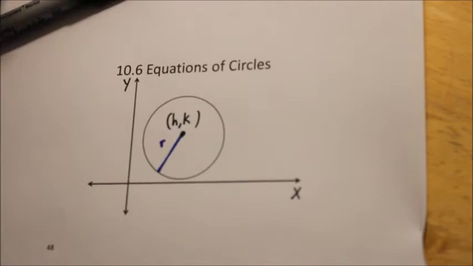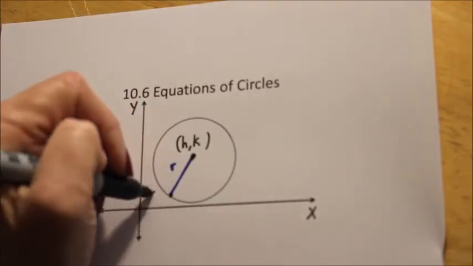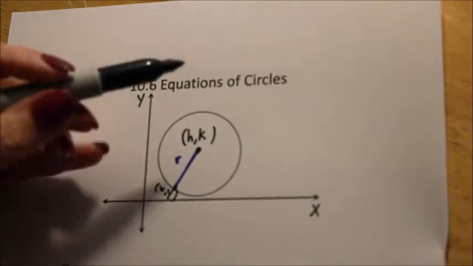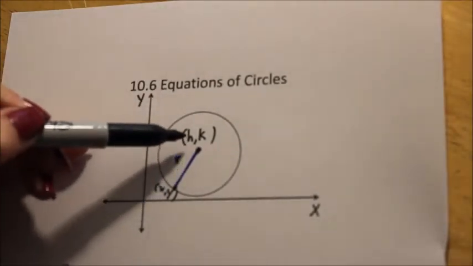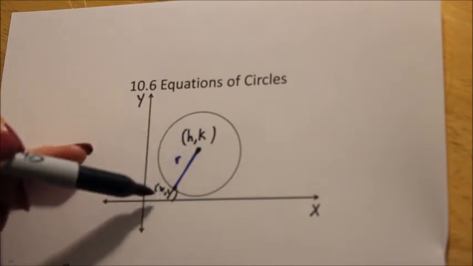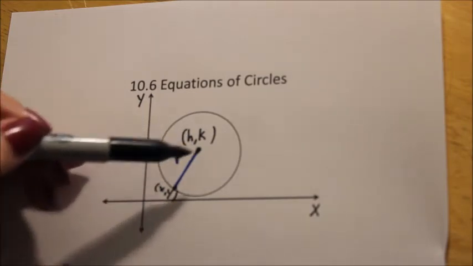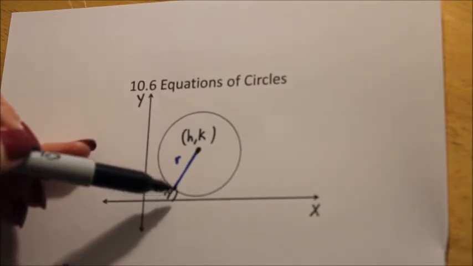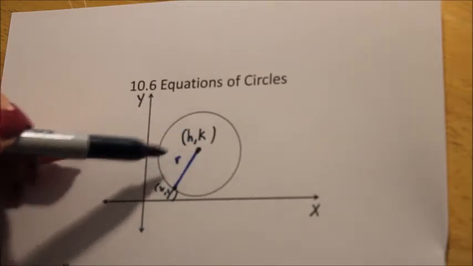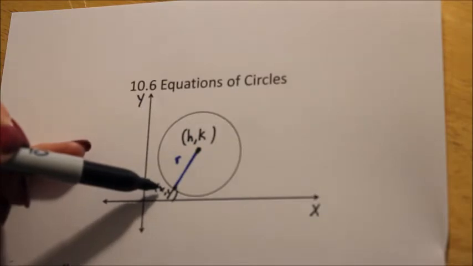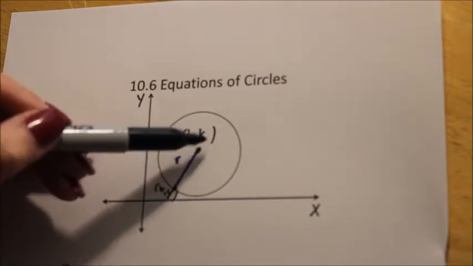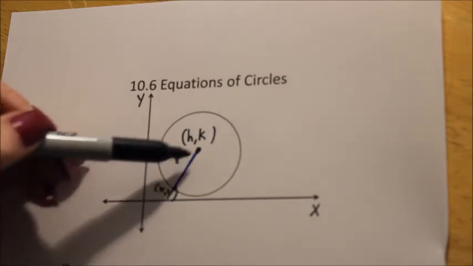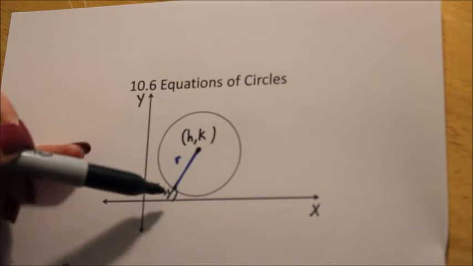So let's just say that you have this point right here as some xy coordinate. That's some point on the graph. To find the distance, if you remember that from a long time ago, you take the difference of your x's, square it, add the difference of your y's, squared. So let me say that again. You take the difference of your x's, subtract, right? Square that number, take the difference of your y's, square that number, add them together and take the square root. That would give you the distance between the center and the point on the circle.